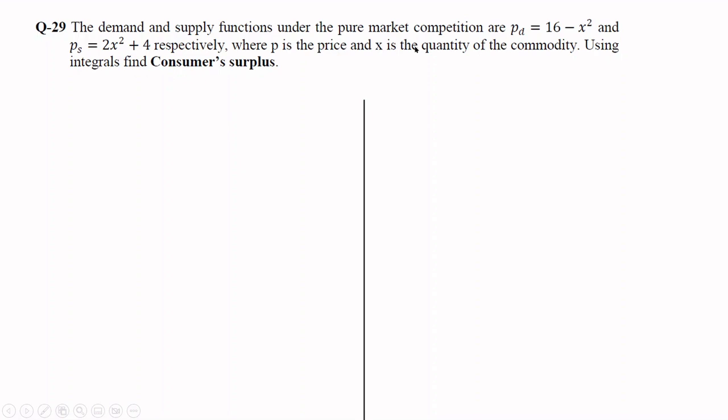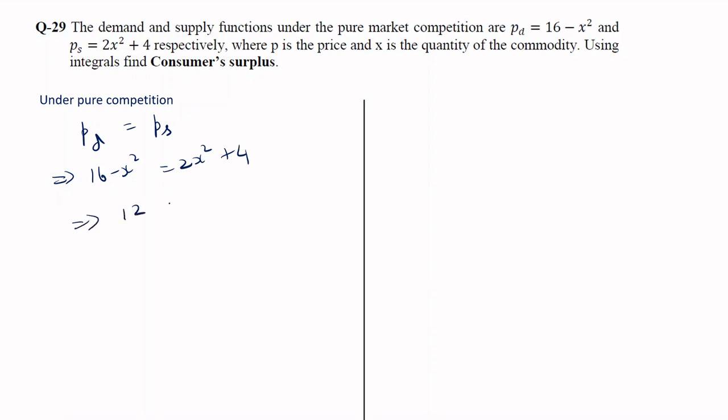Under pure market competition, the quantity demanded is equal to the quantity supplied, or PD is equal to PS. So from this we can find x. 16 minus x square equal to 2x square plus 4. If we transpose 4 to the other side, 16 minus 4 is 12 equal to 2x square plus x square, which is 3x square.